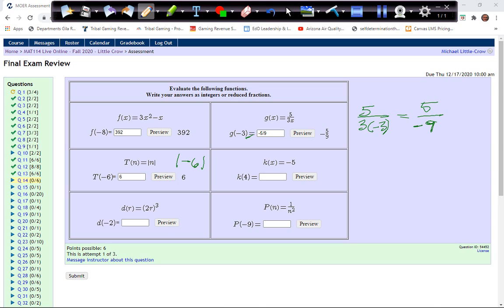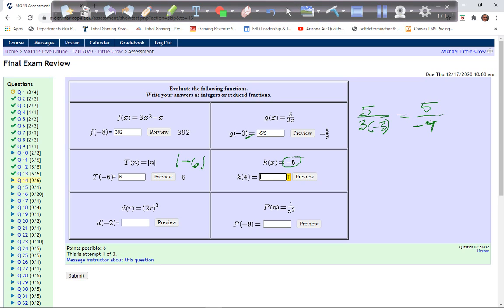This one is oftentimes the one that people will struggle with, because I could plug the 4 in, but there's no place to plug it. It's the constant function. It doesn't matter what x is, y is always -5. So this is always going to be the answer. Constant function, -5. Okay.